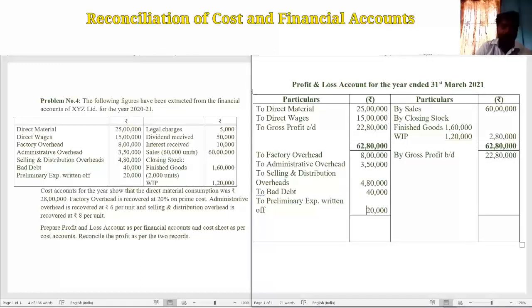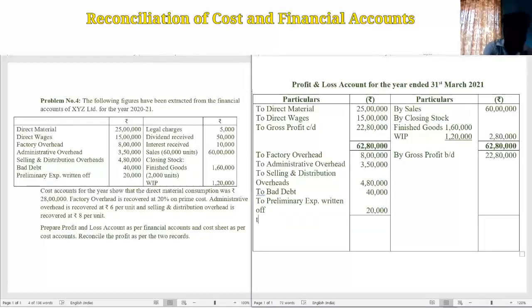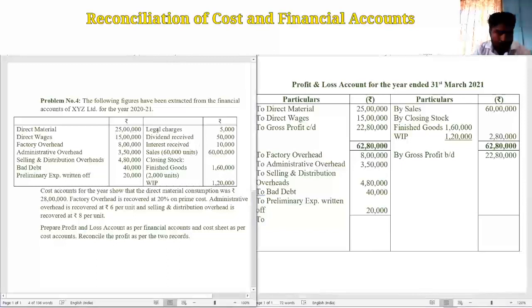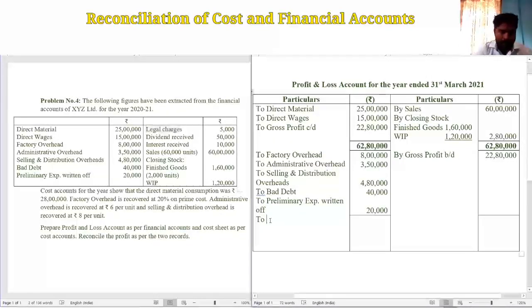Then to legal charges. Actually, legal charges are administration expenses. It should have been included in the administration expenses or overhead, 3,50,000 plus 5,000, 3,55,000 should have been given in total, but legal charges are given separately, so we have to write it separately. To legal charges, amount is 5,000.